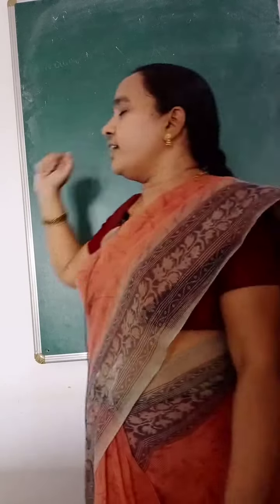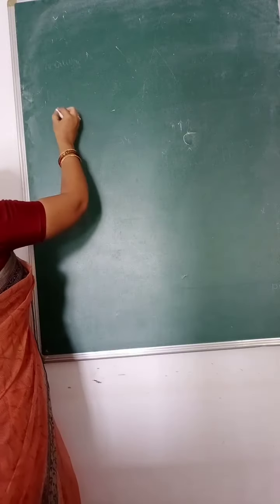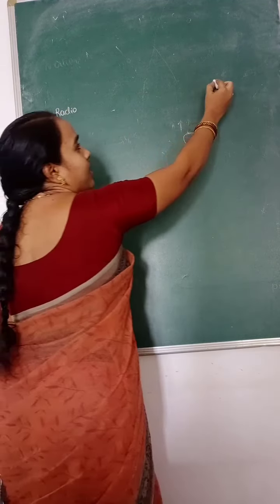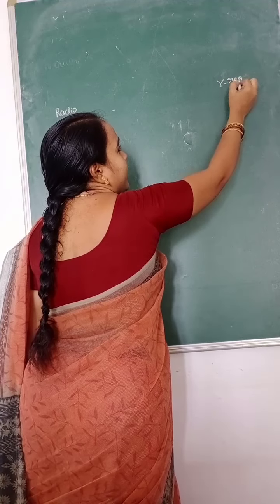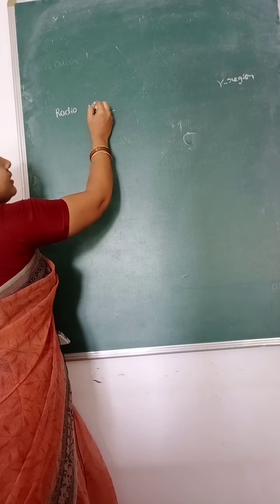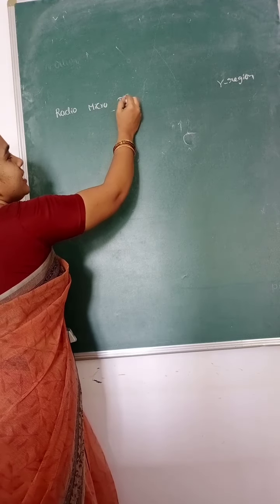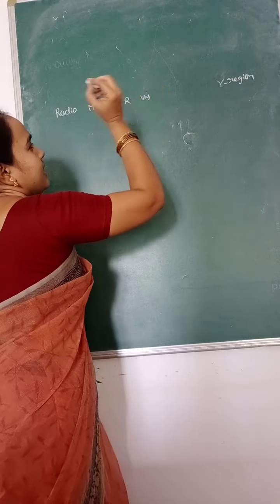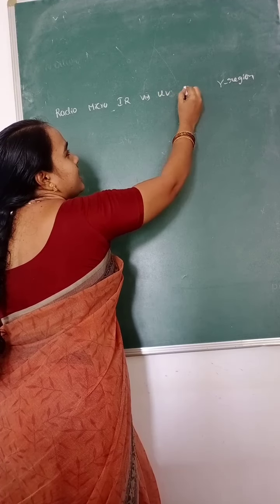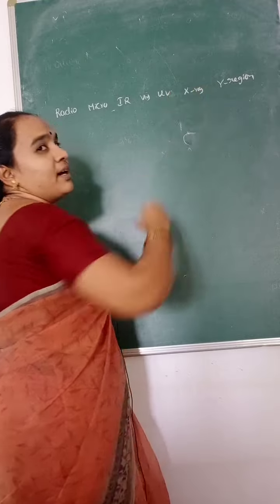The electromagnetic spectrum ranges from the radio wave region to the gamma ray region. So after the radio wave region, we have the microwave region, next the infrared region, visible region, ultraviolet region, X-rays and gamma rays.